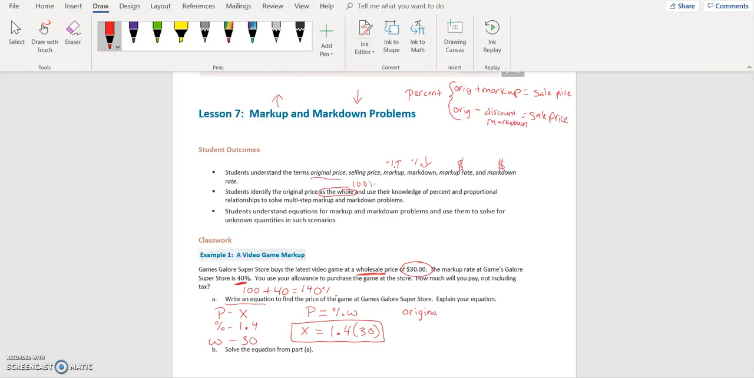original percent, which was 100, plus the markup rate, which was 40, which gave us the sale price, which is going to be 1.4. And sale price, not $1.40. That's what we're going to be multiplying the original price by.